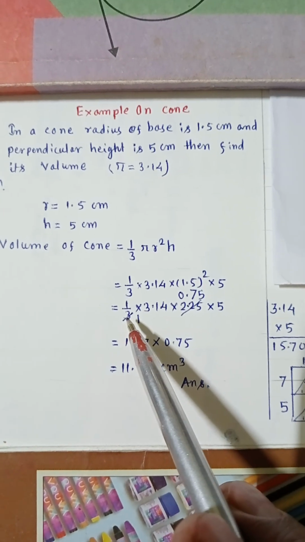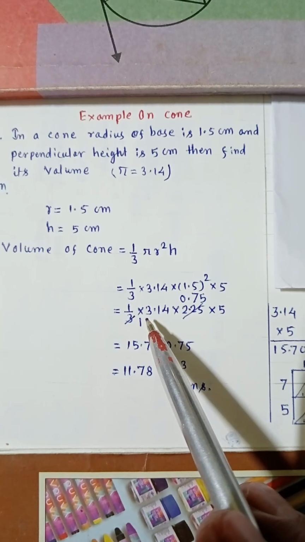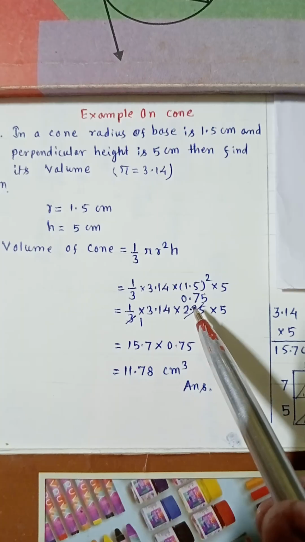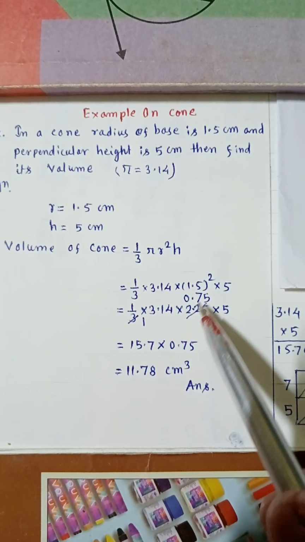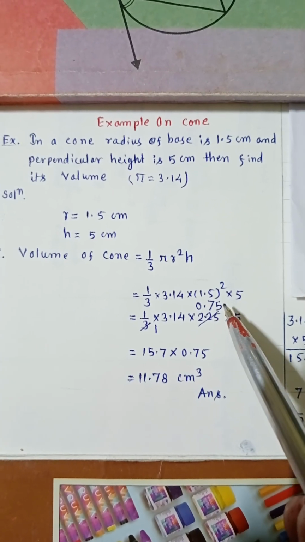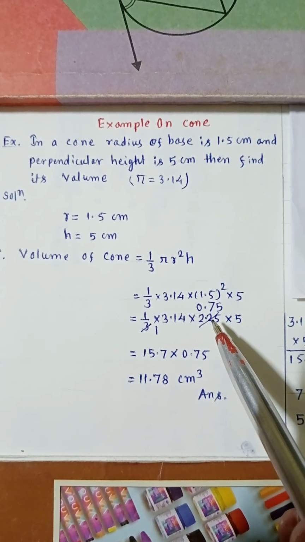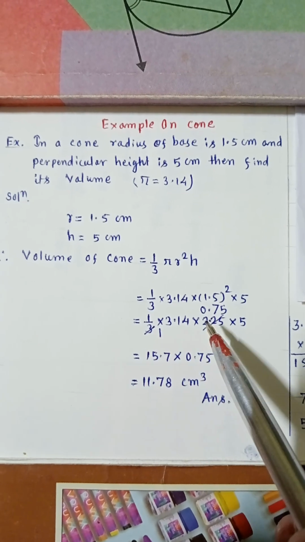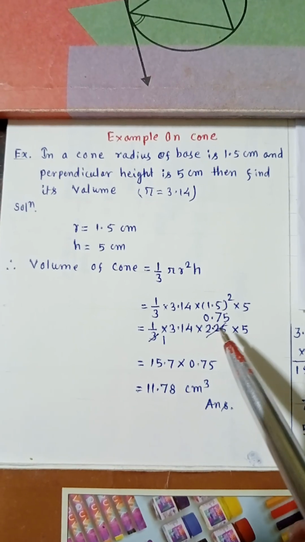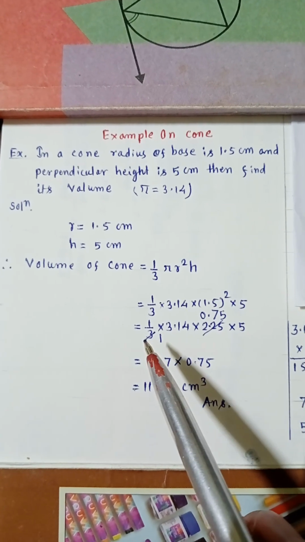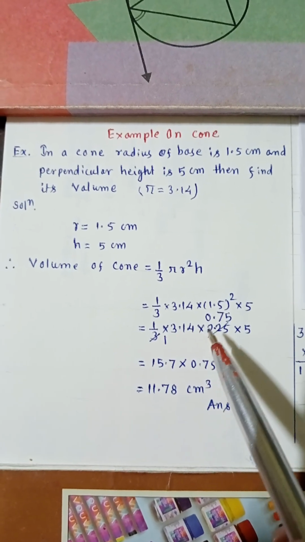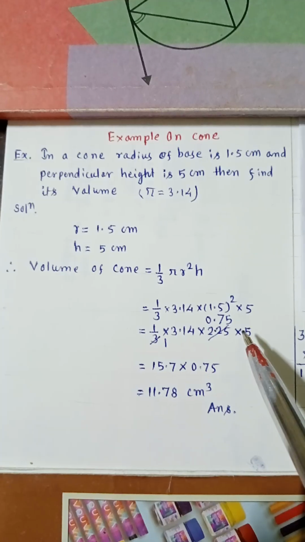We have to do division here. 3 ones are 3, 3 0.7s are 21, 1 remainder, that is 15, 3 5s are 15, 3 ones are 3, 3 0.75s are 2.25. It is equal to 3.14 into 0.75 into 5.